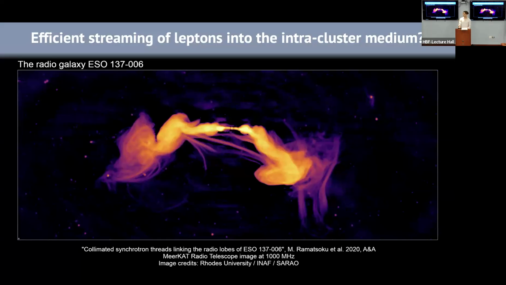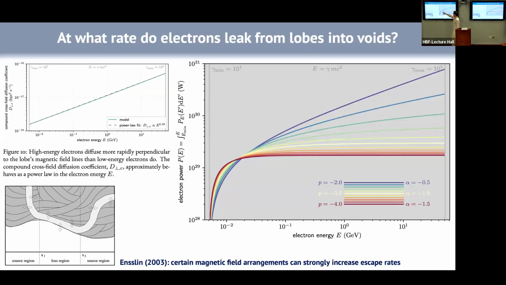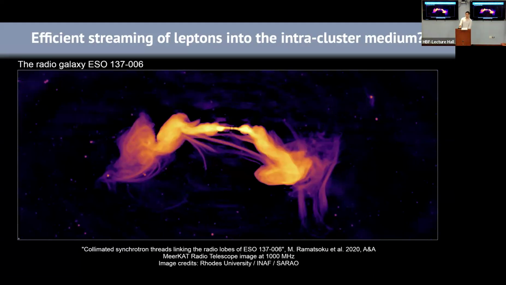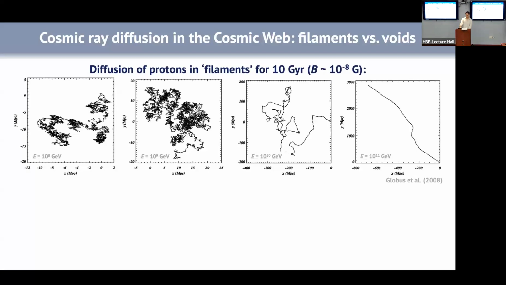So it might be possible, and that there is an electron power on the order of 10^30 watts from these lobes. But the power that goes into the jets is 9 orders of magnitude higher. So it's really a tiny loss that these lobes suffer in comparison to the jet power. But it might still be enough.